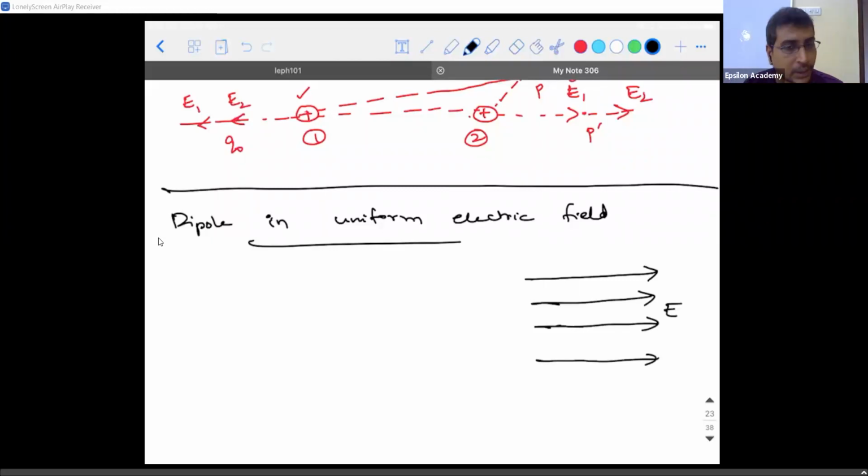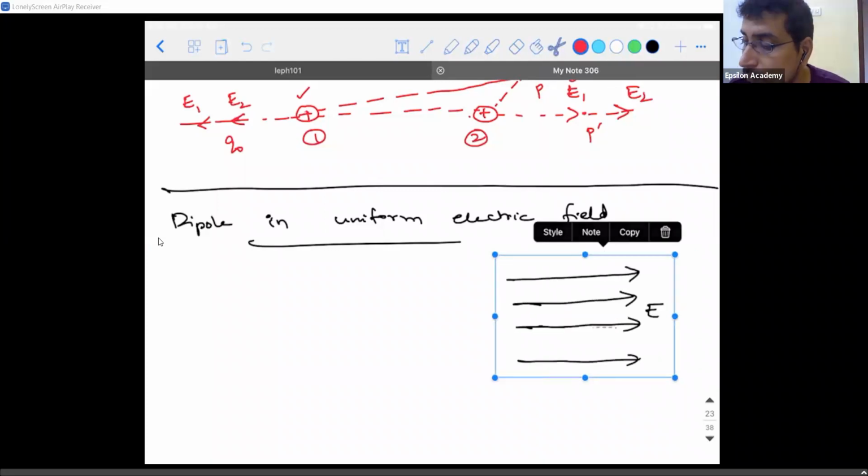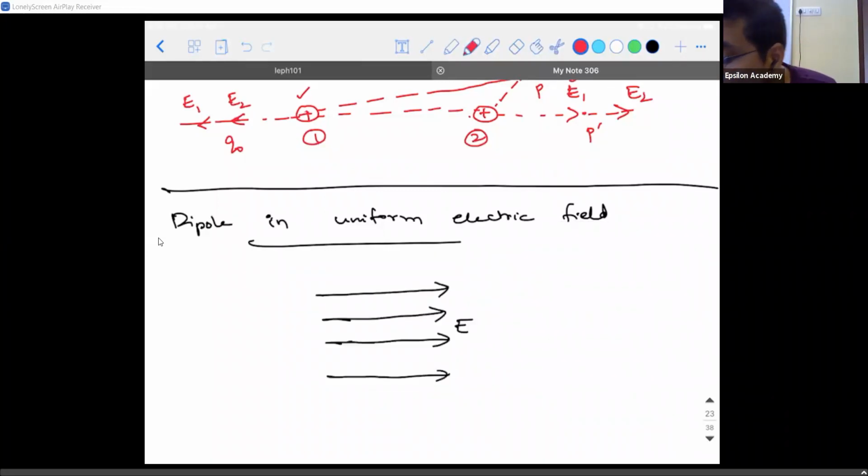I hope you're able to understand this. In this kind of system, I have a dipole placed in it. What do I mean by a dipole? I have a positive charge and a negative charge. Now comes an important question: what will happen to this dipole as soon as it is placed in the external electric field? Any guess?